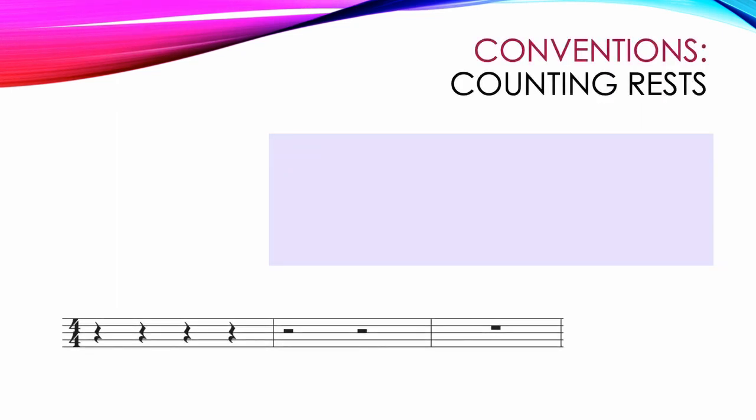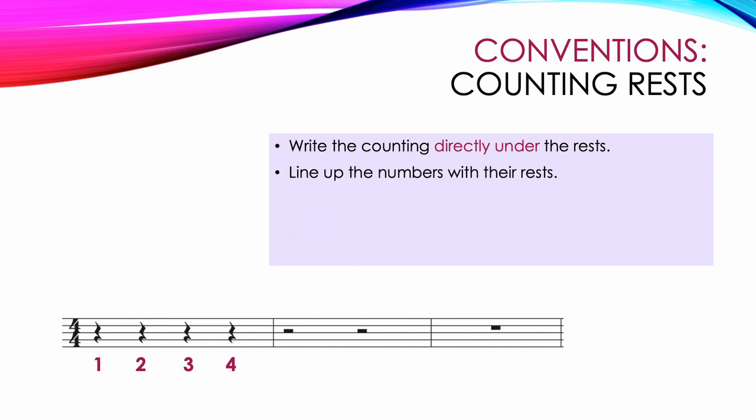Now let's explore the conventions or rules for counting rests. Write the counting directly under the rests. We have 4 quarter rests. Each gets their own number. 1, 2, 3, 4. Make sure to line up the numbers with their rests. We have a half rest, 1, 2, and then another half rest, 3, 4, with the numbers lined up perfectly underneath. Then we have a whole rest with all 4 numbers underneath, 1, 2, 3, 4.